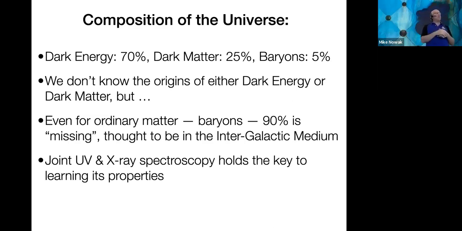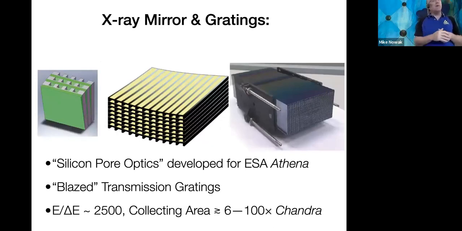So our job with Arcus is to use UV and X-ray spectroscopy to probe that. The idea is that we're going to use these new silicon mirrors, called silicon pore optics. Again, these are mirrors lying on their side with better versions of the transmission gratings compared to Chandra. With Chandra we had a resolution of 1,000; we're going to get this up to 2,500, and we're going to do it with 10 to 100 times the area.